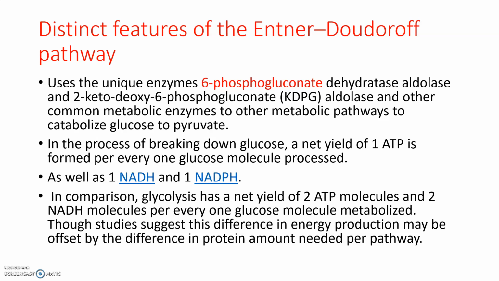Though, studies suggest this difference in energy production may be offset by the difference in the protein amount needed per pathway. So the difference between the two pathways, glycolysis and the ED pathway, is mainly due to the difference in the amount of protein needed per pathway.